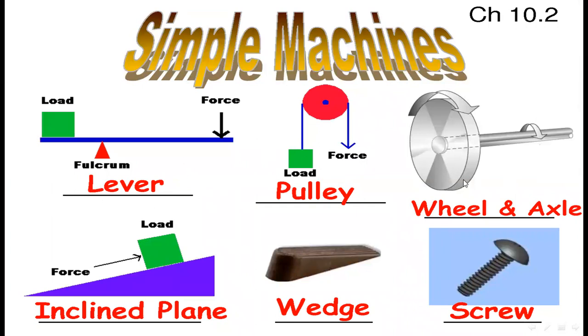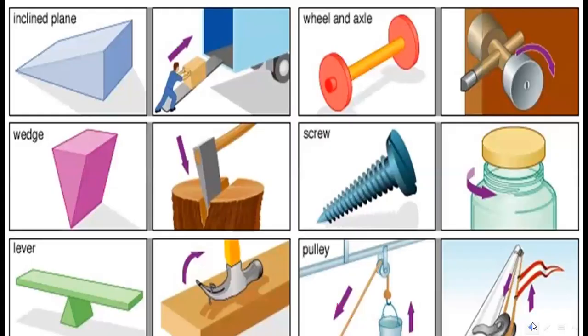Here we have six types of simple machines: lever, pulley, wheel and axle, inclined plane, wedge, and screw. Again, here you see the images of simple machines: inclined plane, wheel and axle, wedge, screw, lever, pulley. So these are the six types of simple machines.